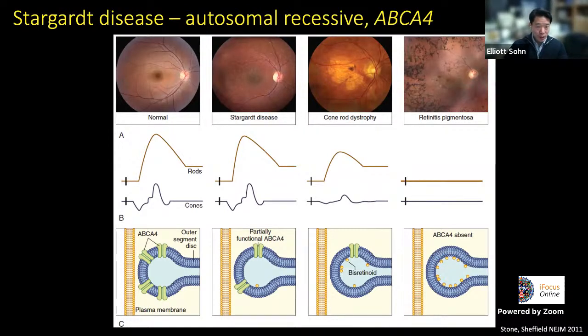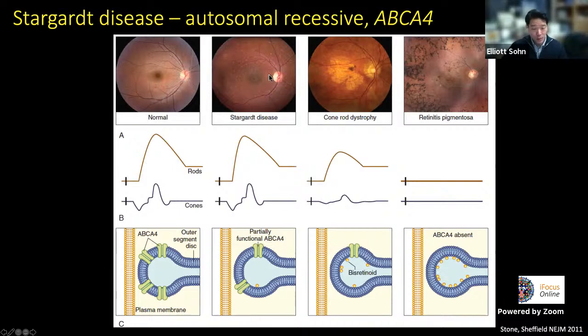You can see here, there's a couple different severity types of ABCA4 mutation. So on the far left, you're going to see the normal fundus. Below that, you're going to see electrophysiological response with the rods and the cones. This is all normal. And then the ABCA4, you can see the flippase in the outer segment disc membrane here present, doing its job perfectly well.